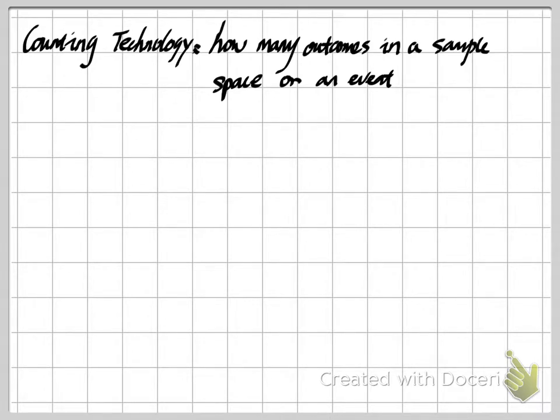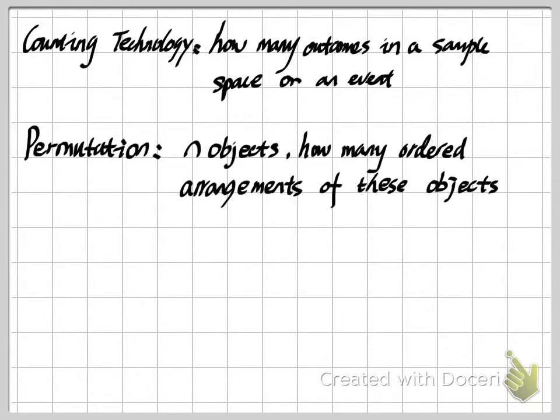So first, let me write down what is the experiment where we have to use this permutation. The experiment is about n objects. And here, we are interested in how many ordered arrangements of these objects there are. So if we want to find the ordered arrangement of these objects, in other words, in general, this means the objects are different, right?